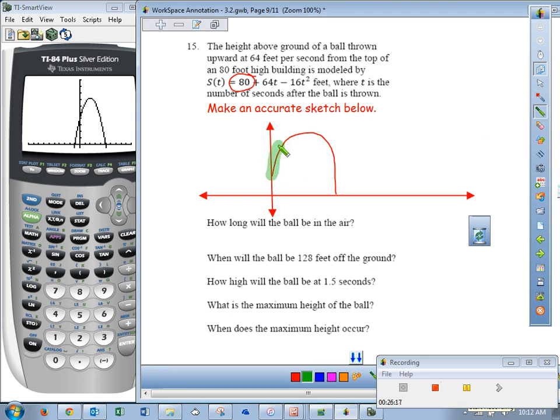It's in the air, in the air. No longer in the air because it hit the ground right there, correct? Let's figure out where it hit the ground right there. That is an x-intercept, right? It's a root or a 0.